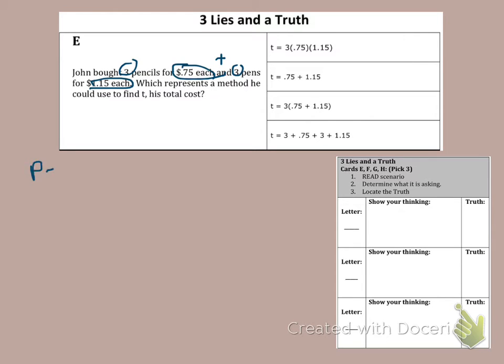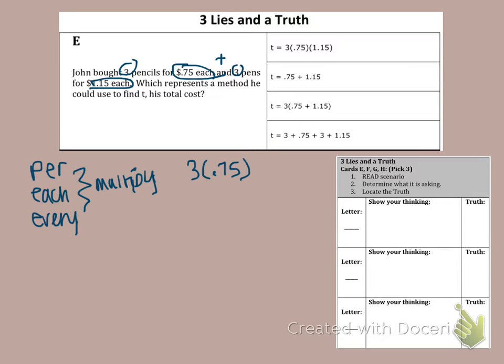Okay, so remember that per, each, and every is what operation? Per, each, and every means to multiply. And so he bought 3 pencils for 75 cents each. So what are we going to do with those 2 numbers? Yeah, we're going to multiply them. And he bought 3 pens for $1.15 each. So you'd have to multiply those as well, right?